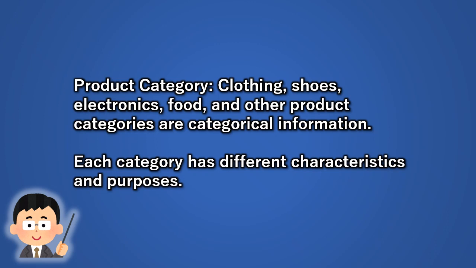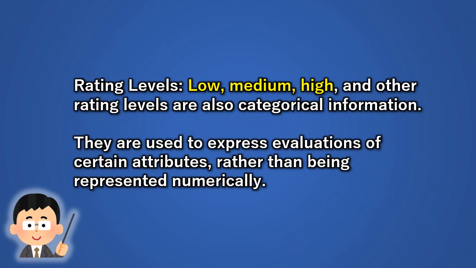Product category. Clothing, shoes, electronics, food, and other product categories are categorical information. Each category has different characteristics and purposes. Rating levels. Low, medium, high, and other rating levels are also categorical information. They are used to express evaluations of certain attributes, rather than being represented numerically.